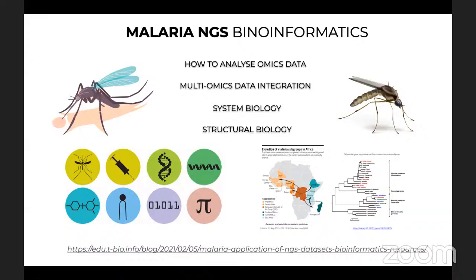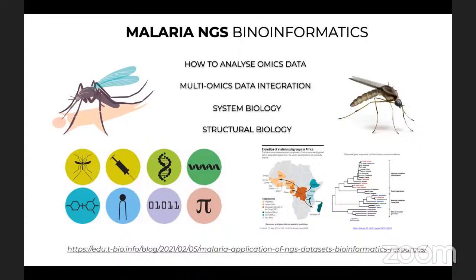So to compile this article, we reviewed publicly available data sets generated by using next generation sequencing, and we looked into case studies that demonstrate the utility of sequencing techniques and how it correlates to the drug resistance in malaria by looking at multi-omics data, by looking at the entire systems biology aspect, and then diving into the structural biology, by looking at the protein and its mutations and the structural biology involved in it.